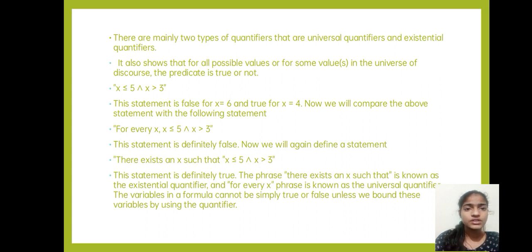If we take 3, 3 is less than or equal to 5, yes, and x is greater than 3? No, 3 is not greater than 3. So if we take 4, 4 is less than or equal to 5 is true, and 4 is greater than 3, yes, it is satisfying. And if we take 5, 5 is okay, it is satisfying, and 5 is greater than 3. So here 4 and 5 are accepting it.